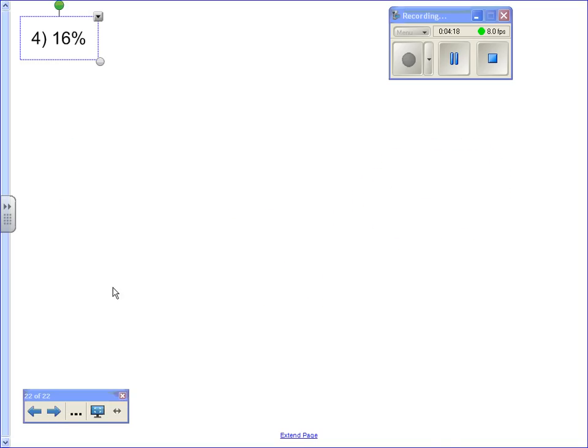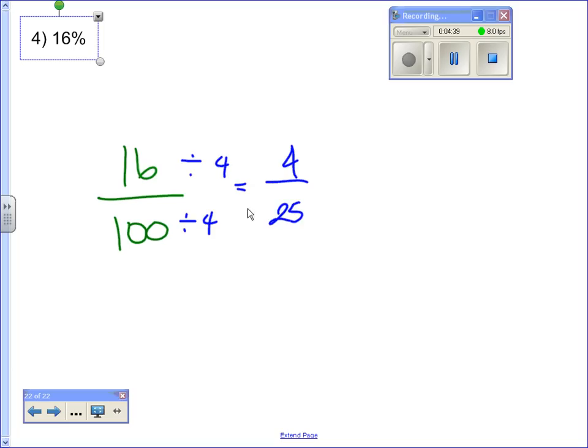Last one I'm going to go over is from page 51, and this is number 4, and it wants you to write 16% as a fraction in simplest form. Remember, percent means out of 100. So I can divide both the top and the bottom, the numerator and the denominator, by 4, and I'm going to get 4 over 25.